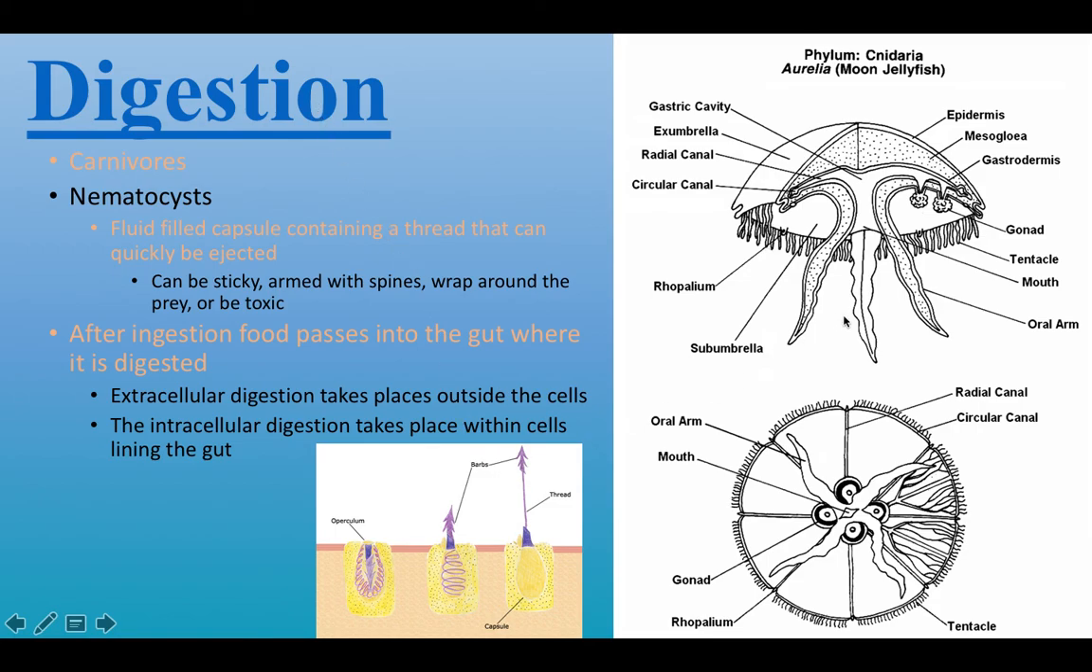And after ingestion, the food passes into this open gut area where it's digested. Extracellular digestion takes place outside the cells, and then intracellular digestion takes place within the cells lining the gut. So both kinds of digestion take place.